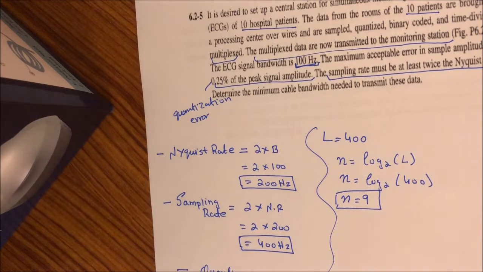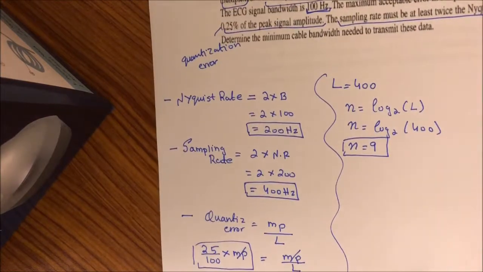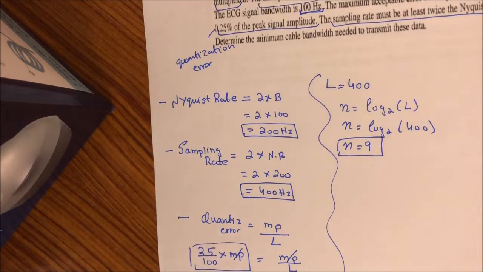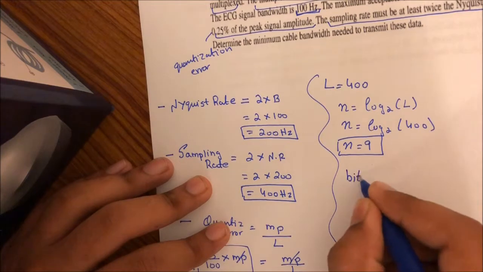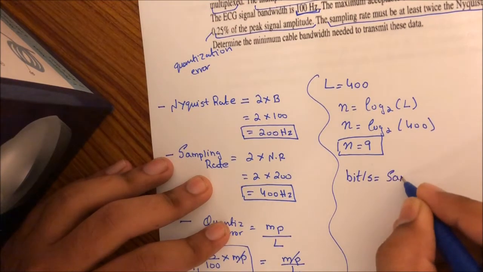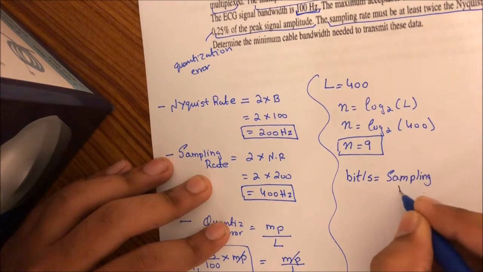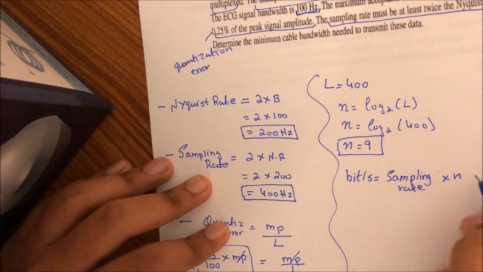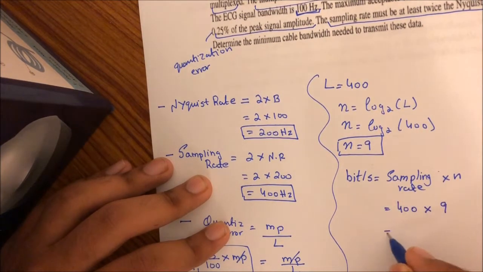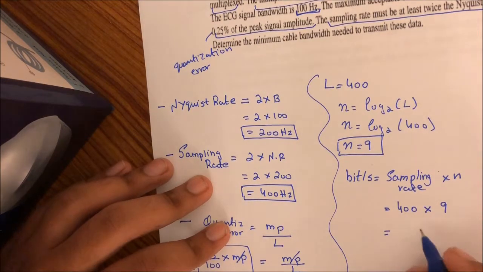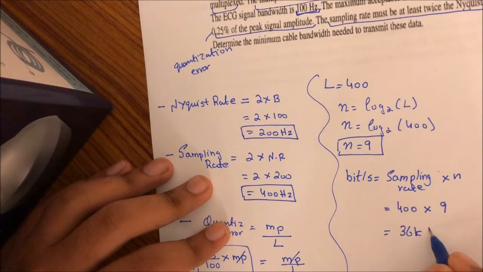So now we know the number of bits as well, we know the sampling rate, we know the Nyquist rate. So now from here we can move on to calculate the bits per second, because by calculating bits per second we can then calculate the channel bandwidth. It will be much easier to calculate channel bandwidth if we first calculate the number of bits per second. So to calculate the bits per second, we'll use the formula, which is sampling rate into n. So sampling rate is 400 Hertz, multiplying it by 9 will give us around 36 kilobits per second.